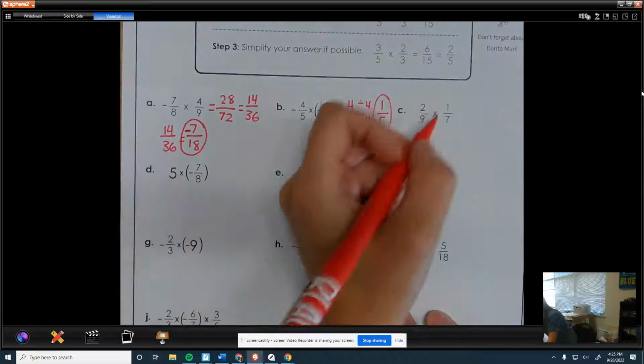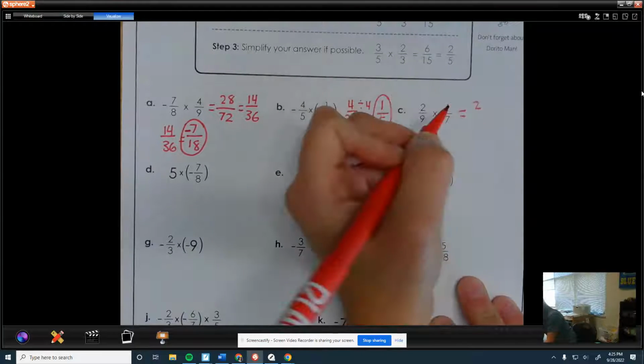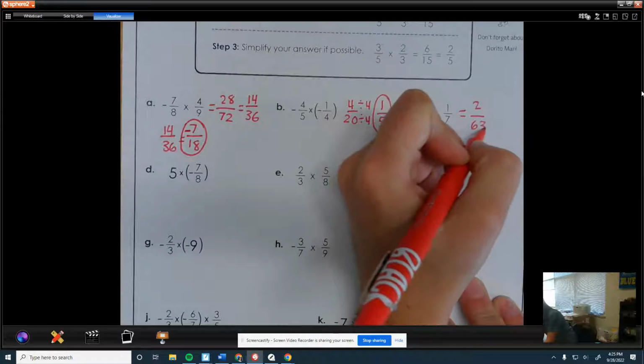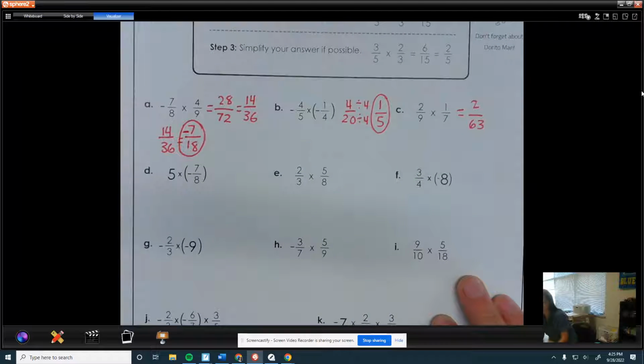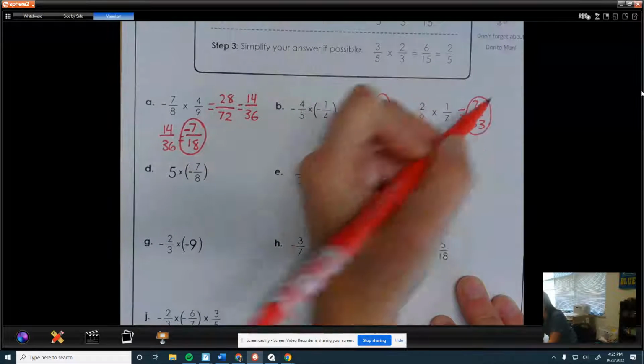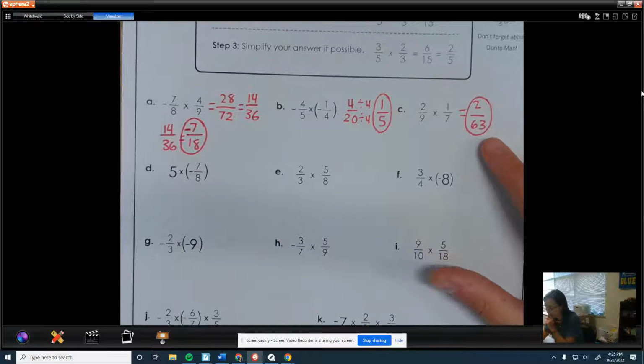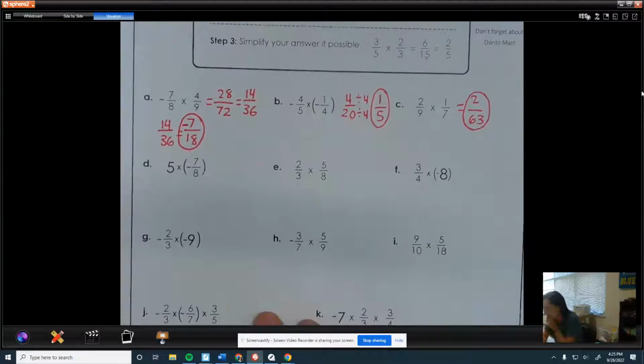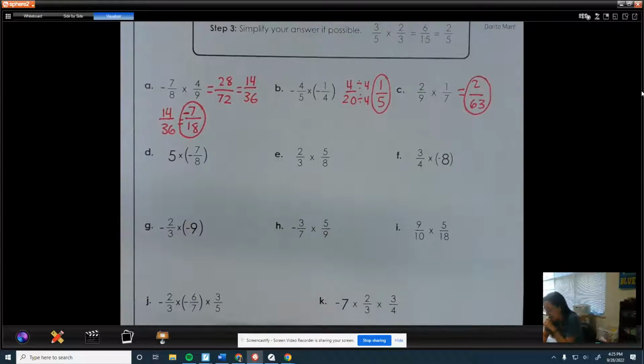All right, next one's just positives. 2 times 1, got it. 9 times 7, got it. And I know that this is already simplified because you can't divide 63 by 2. So that's good.